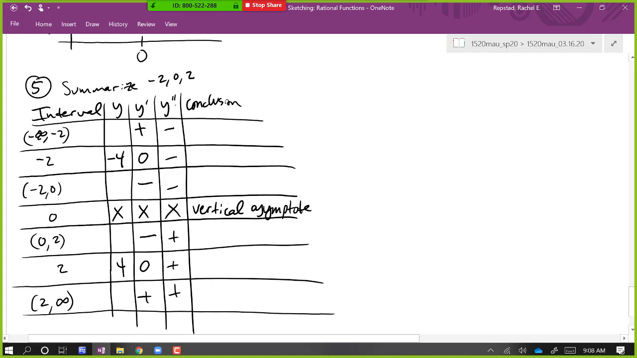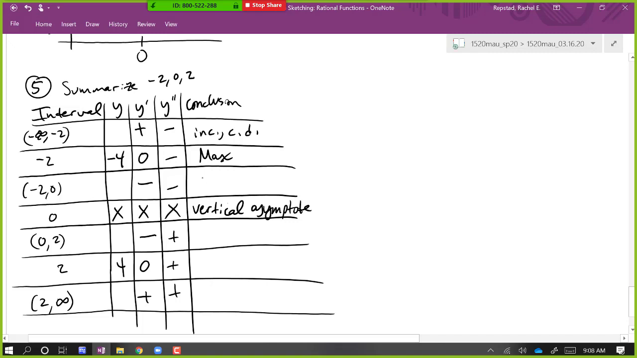We could draw some conclusions here. I'm going to go through this, I know that we've all gotten some practice at doing this, but in the interest of time: from negative infinity to negative 2, it's increasing, concave down. At x equals negative 2, it's concave down at a critical value. This is a max.